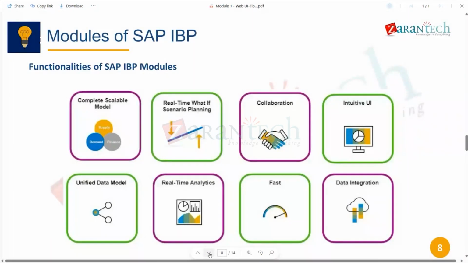Modules of SAP IBP. I think we have already covered this slide in the first module on day one; this is just a snapshot of what we have already seen. These are the various types of reports available at a broader level, like complete scalable model, real time what-if scenario, collaboration, then data integration, real-time analysis. These are nothing but the modules or the reports available within the Fiori app. So whatever is available in Excel is also available in the web-based app. It's more or less a different platform with similar functionalities.